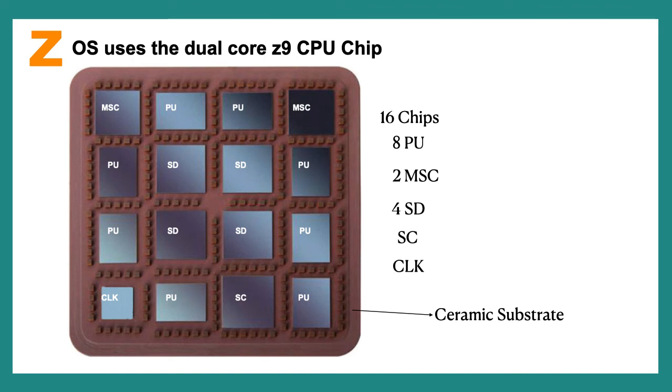Among the 16 chips that you can see here are 8 for the processing unit, 2 for miscellaneous or memory subsystem control function, and 4 for system data cache, and 1 for storage controller, and of course 1 for the system clock.